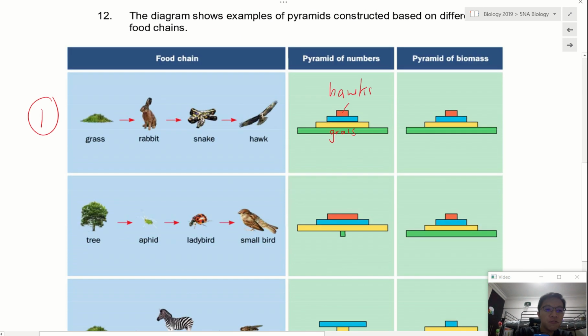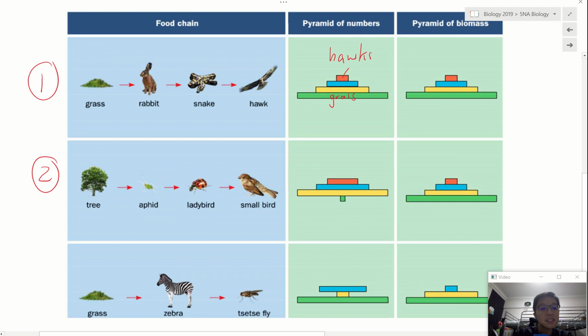In another food chain, let's take a look at the second food chain. We talk about a tree feeding some bugs, the aphids. One tree can feed many aphids. So the producer is always at the bottom. The tree is still at the bottom. One tree can feed a lot of aphids, and that's why for the primary consumer there's an even larger number. And then the ladybirds and then the small birds. The smaller birds will have a smaller number than the ladybirds.